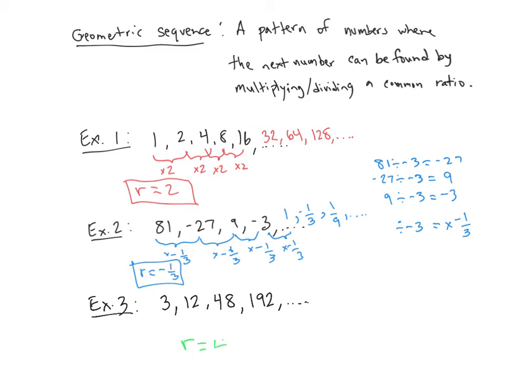Yeah, it'd be 4, right? Because 3 times 4 makes 12. 12 times 4 makes 48. 48 times 4 is 192, and so on.